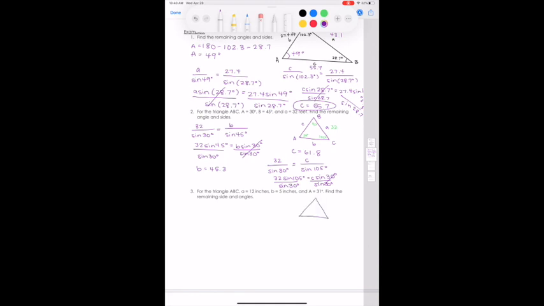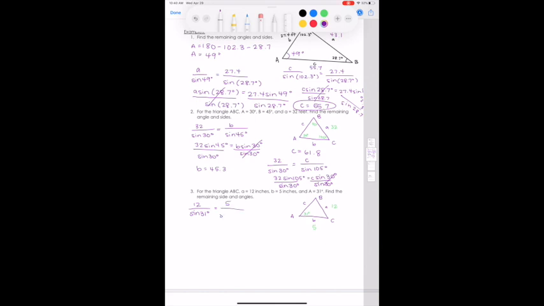Alright, for number 3, we have new measurements that we're using. So I'm setting up my triangle ABC and writing the side lengths across from the appropriate angles, and I'm going to fill in the angle measures that I was given and the side lengths that I was given. So this time we were given 2 side lengths and an angle, so I can't just subtract from 180 because I don't know 2 of the angles this time.